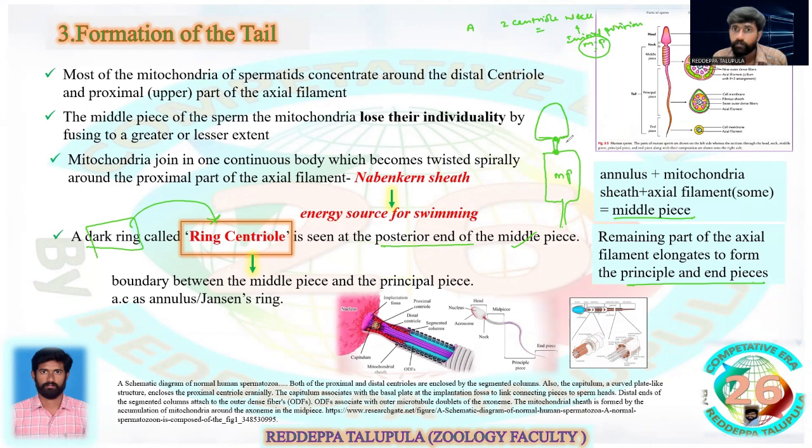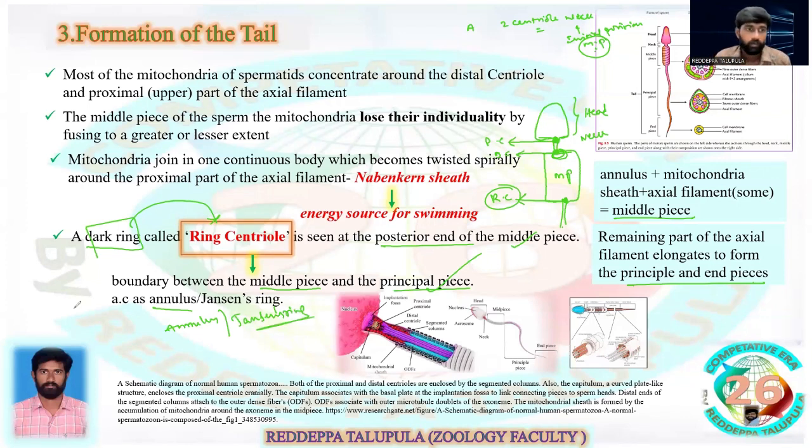If it is the structure of the sperm, it is the head region, it is the neck region. In the starting of the neck region it is the PC, and at the ending it is the DC. Just at the start point of the MP, the DC will be present. At the posterior of the MP there will be one more, which is the ring centriole. It is the connection between the middle piece and the principal piece. It is also called the annulus or Jensen's ring.